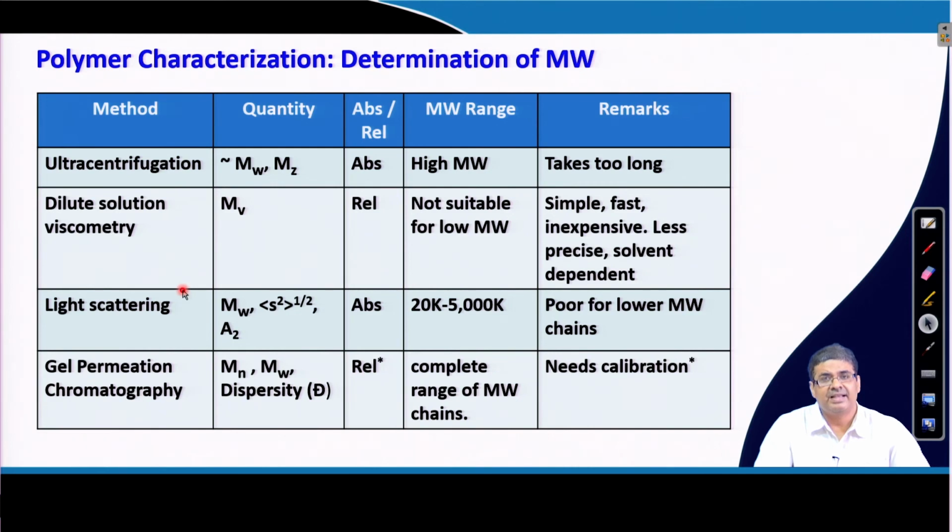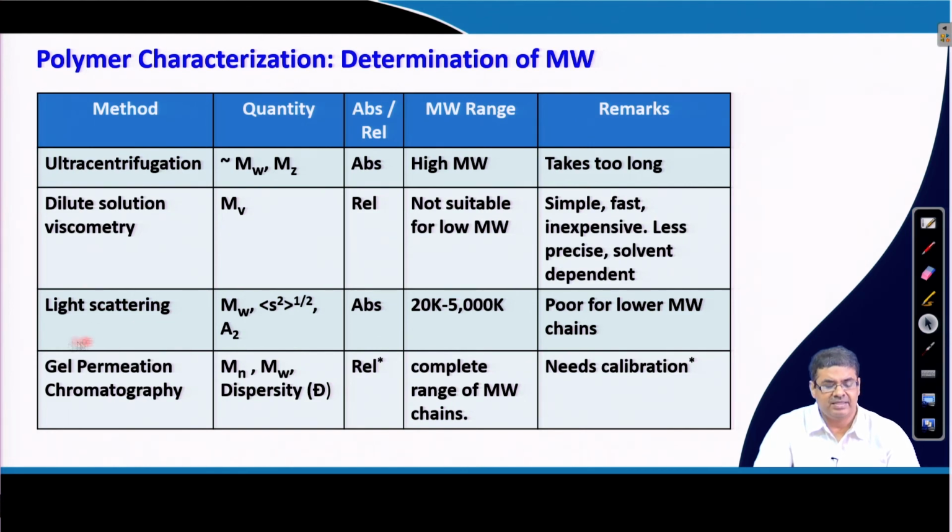Light scattering technique can be used to measure the weight average molecular weight and radius of gyration, and also the polymer solvent interaction parameter, from which we can also get the chi parameter value. This is an absolute technique, and this is applicable to medium to higher range of molecular weight. Disadvantage is that it does not give good accuracy for lower molecular weight polymers.